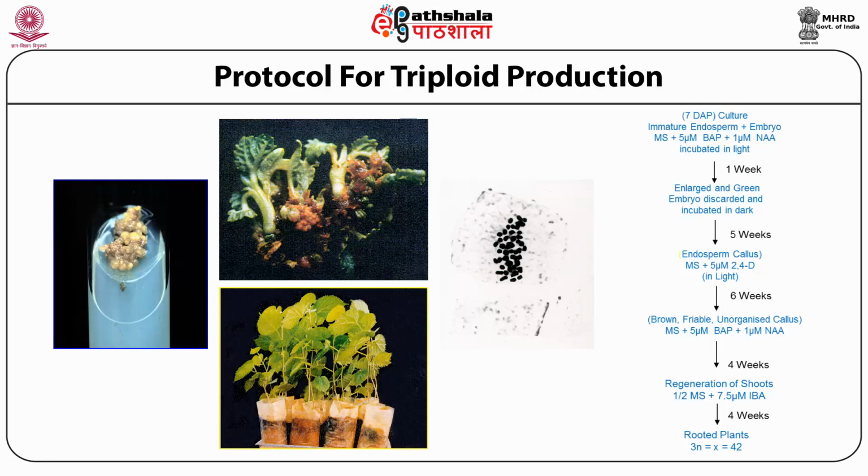So multiple shoots are arising from the endosperm callus, and these shoots can be rooted and the plants can be transferred to soil. So the triploid plants have been established in soil from endosperm, and you can see the chromosome number of 42, which is a triploid number of chromosomes. And here's a detailed protocol that one follows for the regeneration of plants from the endosperm of mulberry. Here's a protocol which you saw in the pictures.